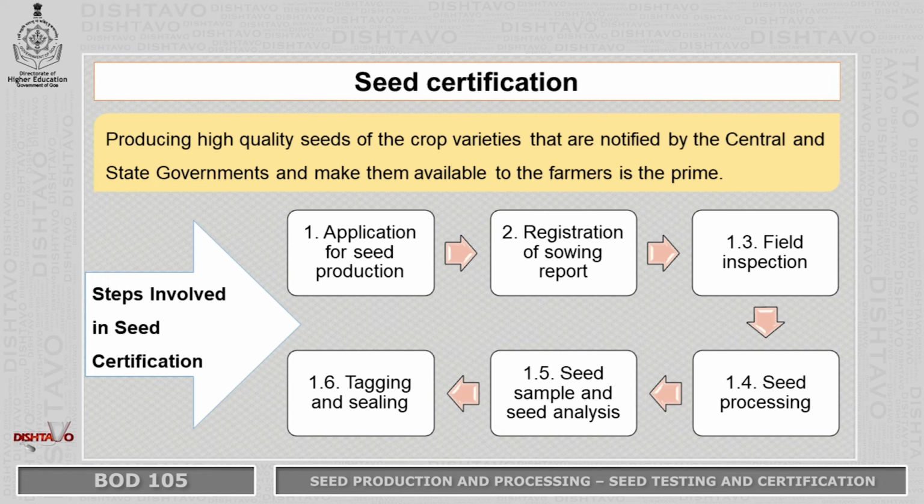Next is seed certification. Producing high quality seeds of the crop varieties that are notified by the central and the state governments and making them available to the farmers is the prime aim of the seed certification. Here there are different steps involved, starting from first, that is application for the seed production. Second is registration of the sowing report. Third is field inspection. Fourth, seed processing. Fifth, seed sample and seed analysis. Sixth, tagging and sealing.